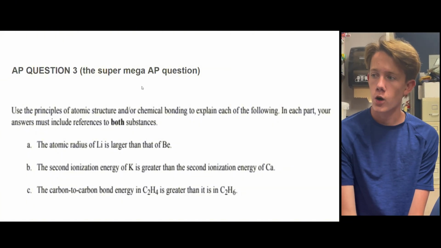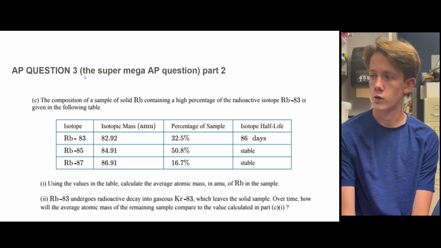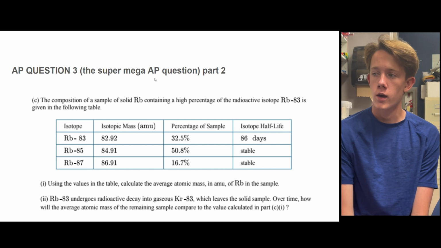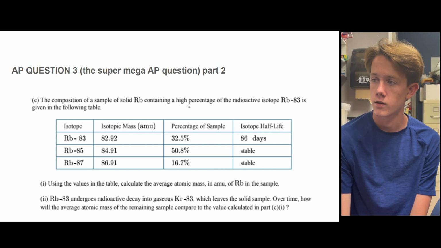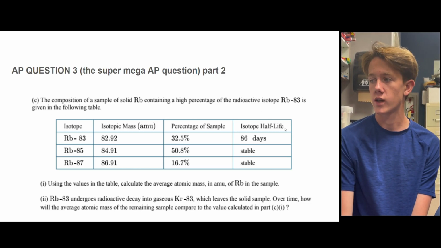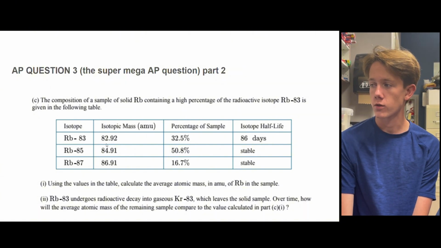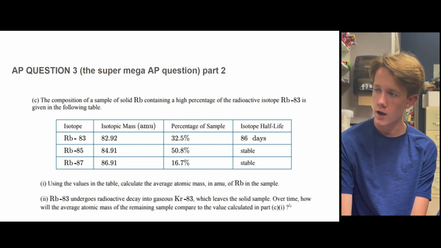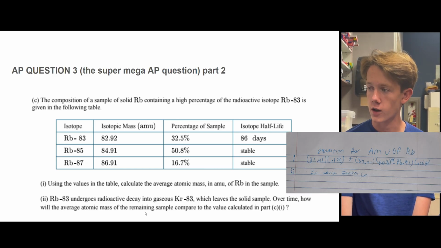For the second part of this problem, we'll be dealing with radioactive decay and half-lives, where Rb-83 undergoes radioactive decay into gaseous Kr-83. This leaves a solid sample, and over time, how will the average atomic mass of the remaining sample compare to the value calculated in part C(i)?